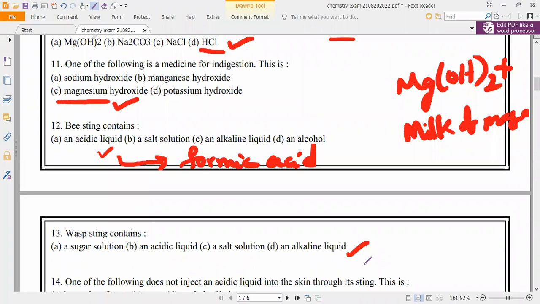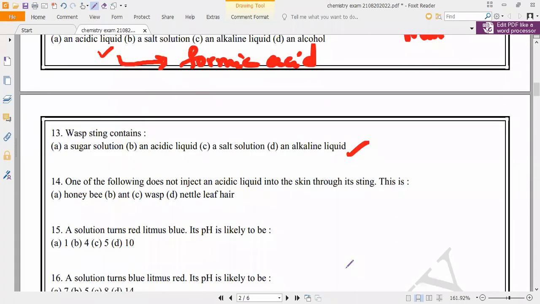It is a mixture of some kind of bases. That is why there is no particular name given. Next. One of the following does not inject an acidic liquid into the skin through its sting. What is that? Honeybee or wasp? Wasp.